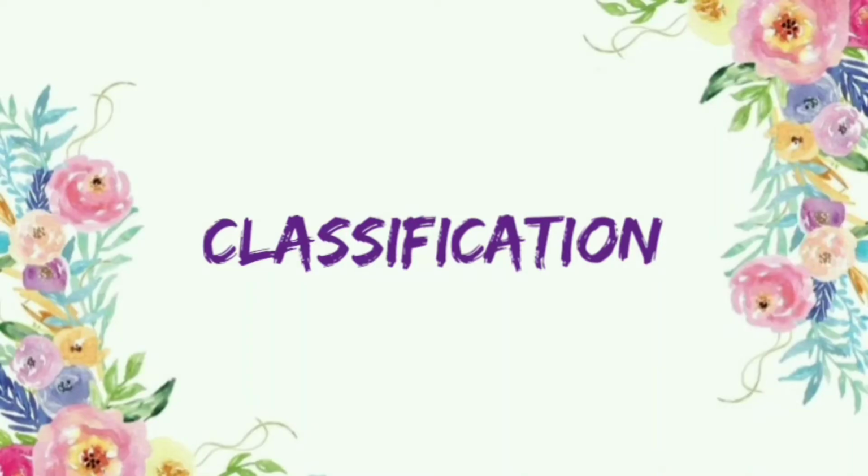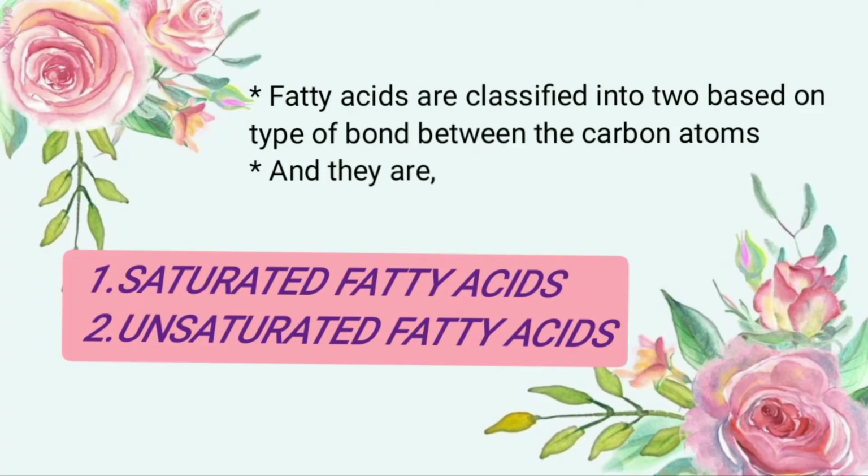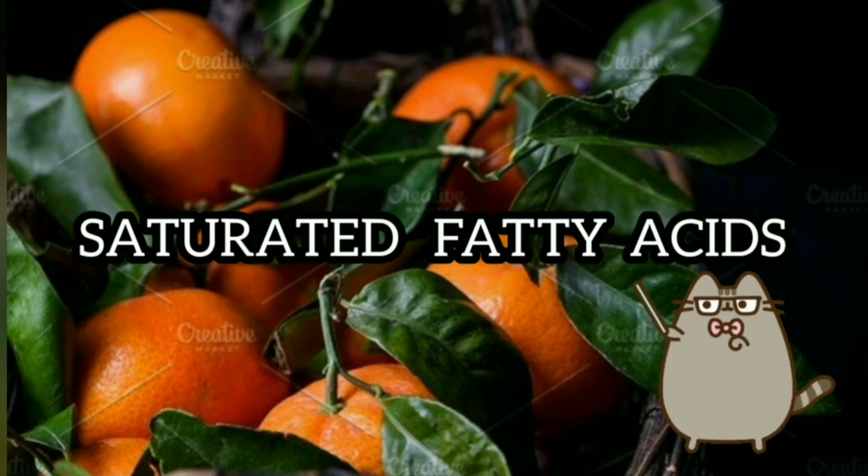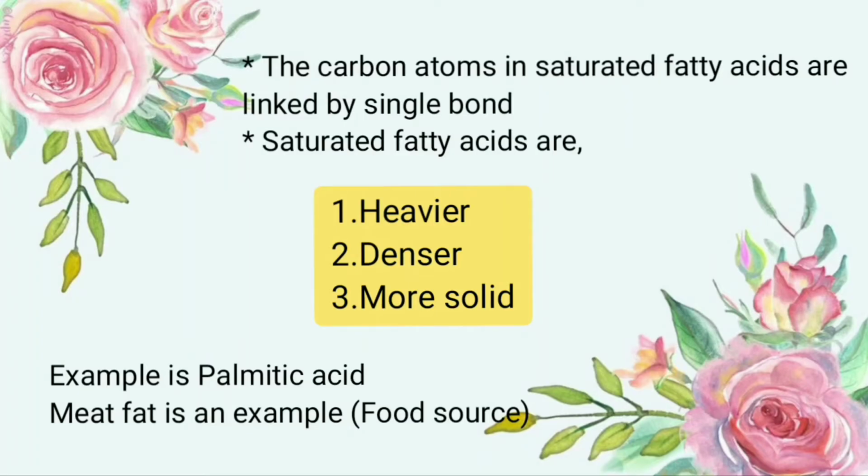Next topic, classification of fatty acids. Fatty acids are classified into two based on the type of bond present between carbon atoms of the fatty acid chain, and they are saturated fatty acids and unsaturated fatty acids. First one, saturated fatty acids. The carbon atoms in saturated fatty acids are linked by single bonds, and also they are heavier, denser and more solid. An example is palmitic acid, and in food sources the perfect example is meat fat.